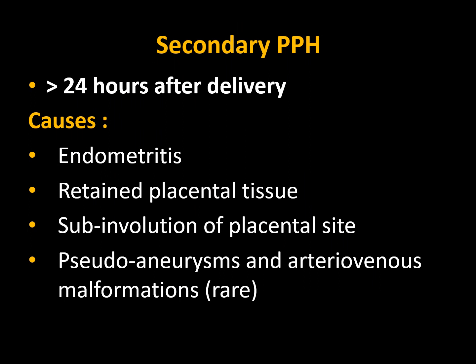Secondary postpartum hemorrhage is usually caused by infection, and the infection, endometritis, is usually due to retained placental tissue or membranes. It could be subinvolution of the placental site or pseudoaneurysms and AV malformation, and this cause is really rare.